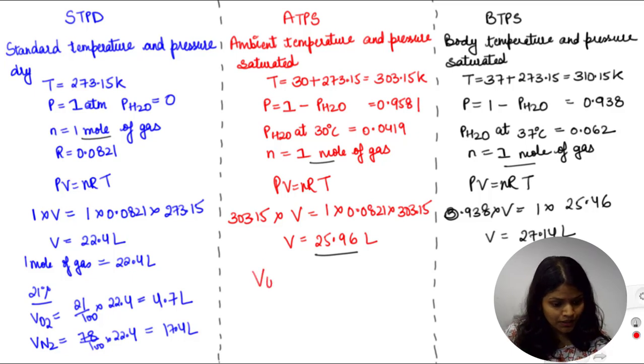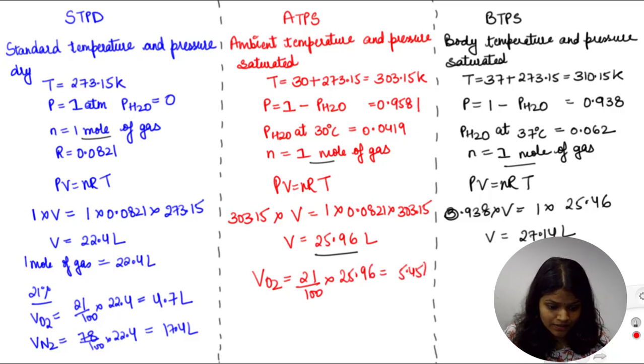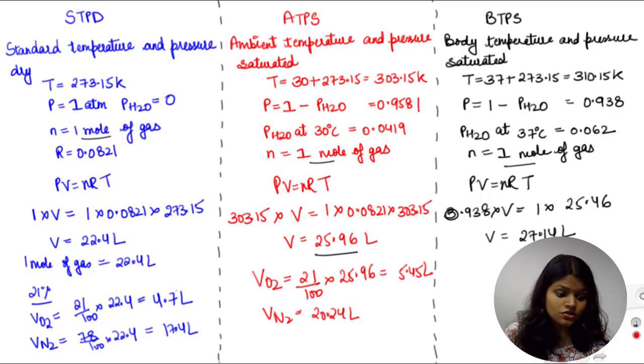Now what will happen to the volume of the oxygen and nitrogen at different conditions? Like what will happen to it at ATPS? Again, here also it will be 21% only. 21% doesn't change with a change in the pressure and the temperature conditions. So 21% of 25.96 will come as 5.45 liters, and for nitrogen it will come as 20.24 liters. So you see that it's not the volume of one gas which is increasing with the change in the temperature and the pressure. It's the volume of both the gases, oxygen and nitrogen, which is changing.